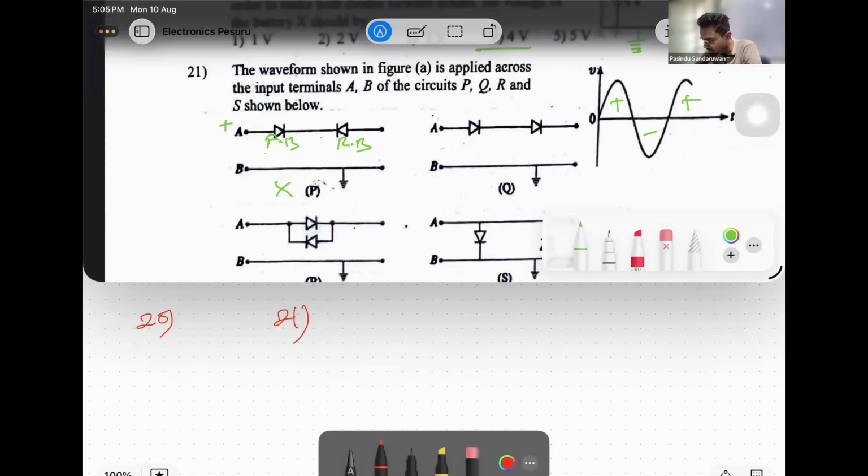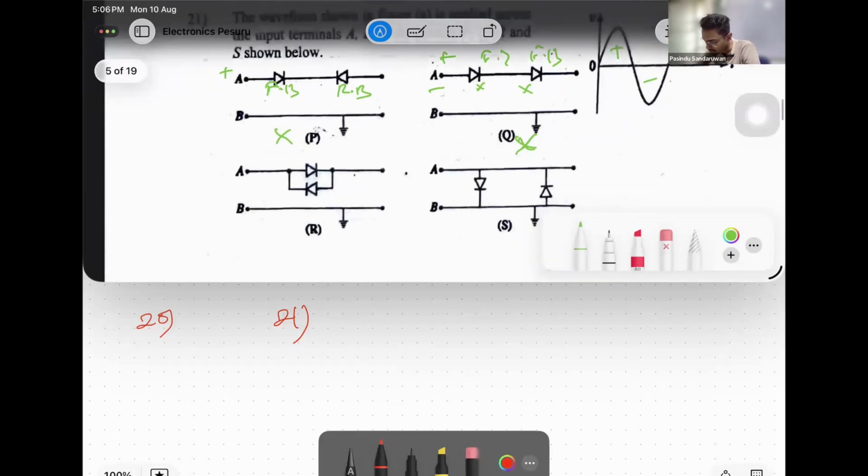In the second one, when A is plus, this is forward biased, so that is functioning. But what if A is minus? Plus and minus change. When A is minus, both are reverse biased, then the signal is harmed. Both are reverse biased means no output. Signal is harmed.